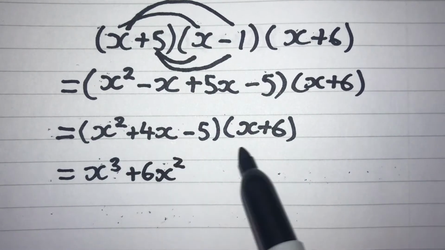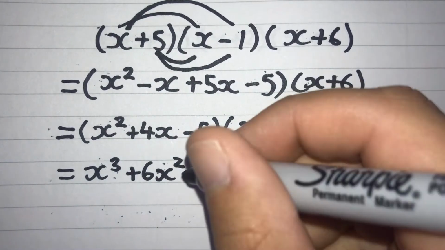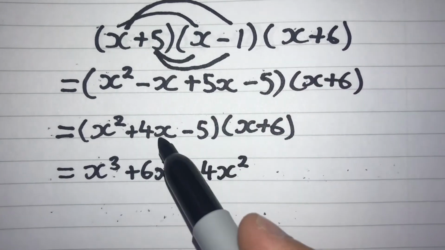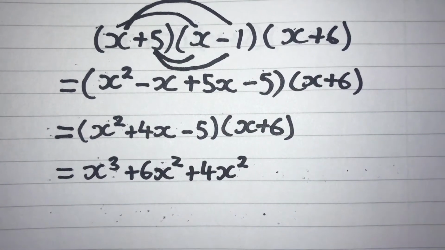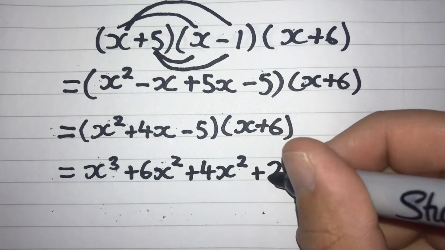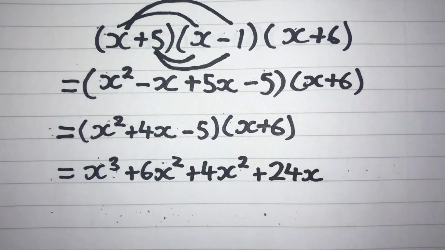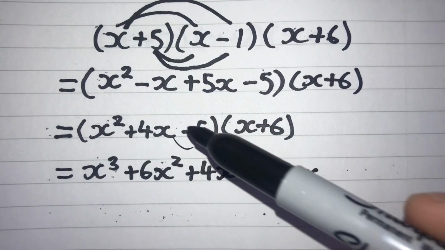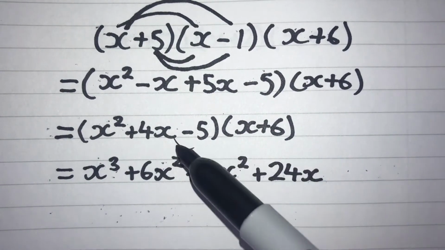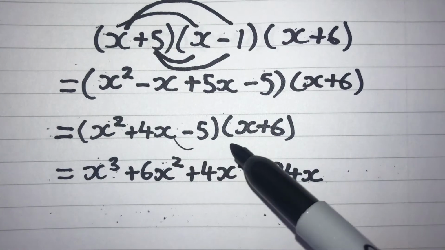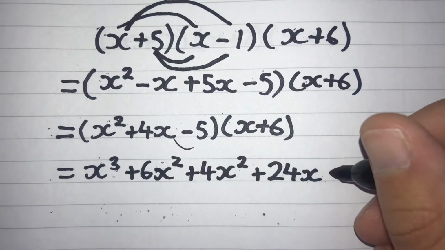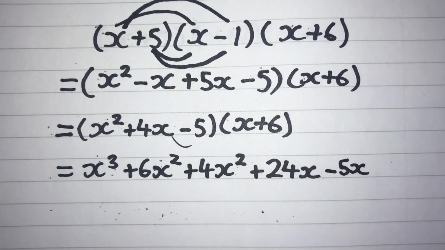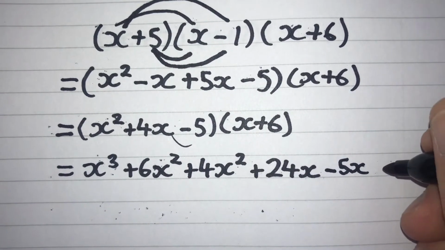So 4x multiplied by x will give us 4x squared. And then 4x multiplied by 6 will give us 24x. 4 times 6 gives us 24. Now we move on to our minus 5 and make sure we remember it's a minus 5, not just a positive 5. This sign goes with the 5. So minus 5 times x will give us minus 5x. And then minus 5 multiplied by 6 will give us minus 30.